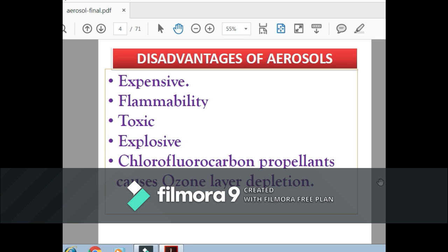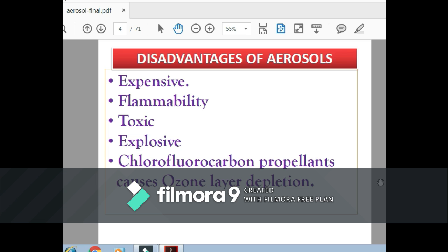Then toxicity. Toxicity is another disadvantage of aerosols. While pressing the button of the aerosol container, sometimes you may not have an idea of how long you should press it. Sometimes an extra dose may be delivered to the patient, or it may contain some volatile solvents or propellant. That propellant may cause problems with your health. So this is one type of dangerous disadvantage of the aerosol.